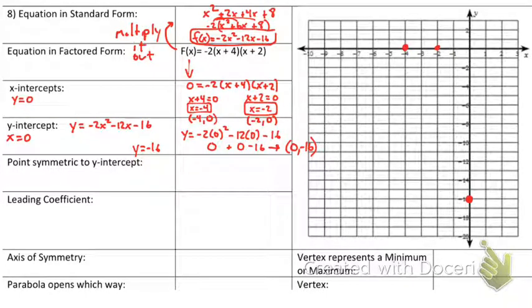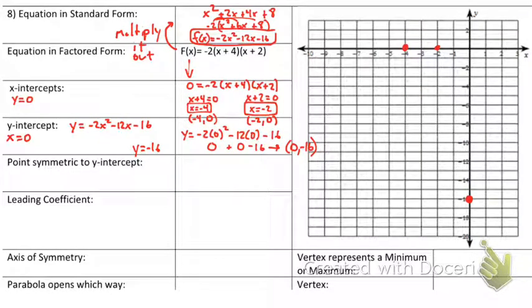Now I need a point symmetric to the y-intercept, but before I do that, I need to know the axis of symmetry. Remember, your axis of symmetry is a vertical line that splits my parabola into equal symmetrical parts. So how do I find the axis of symmetry? It's pretty simple. If you look at your x-intercepts, your axis of symmetry will go right in between them. Okay? So that's the visual way of finding your axis of symmetry.